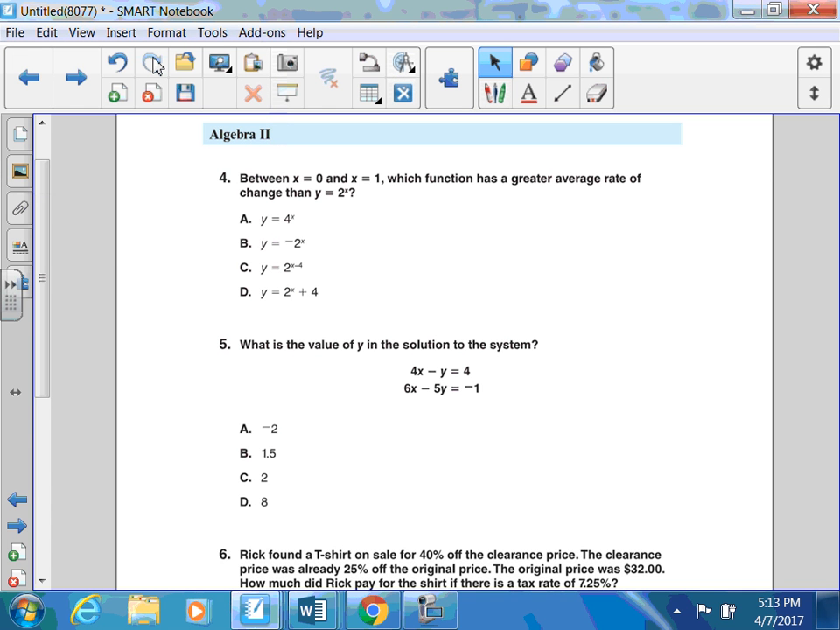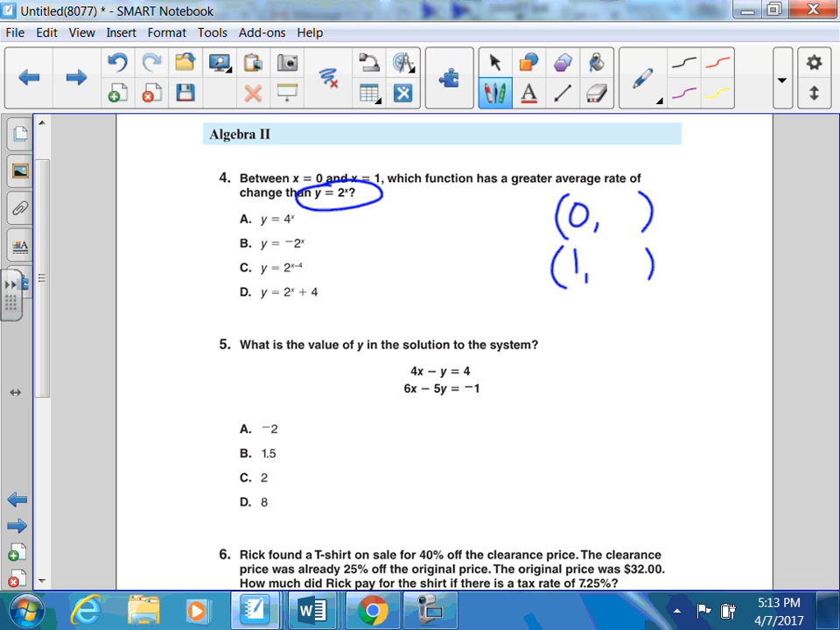For between x equals 0 and x equals 1, which has a greater average rate of change? So if we go from 0 to 1, we're going to have basically the x coordinate is 0 and the x coordinate is 1. We're going to figure out what the y coordinate is for each one. So let's plug that into this right here.